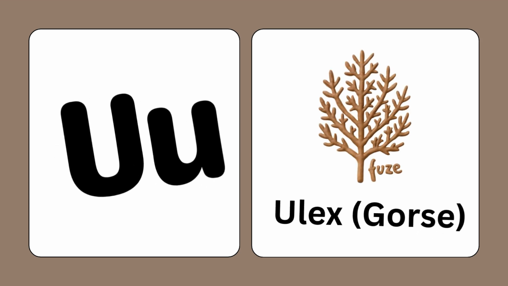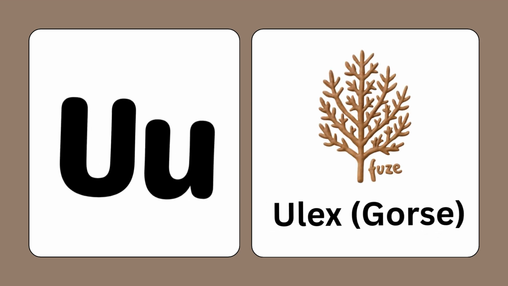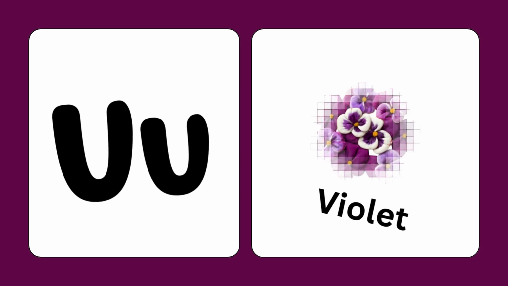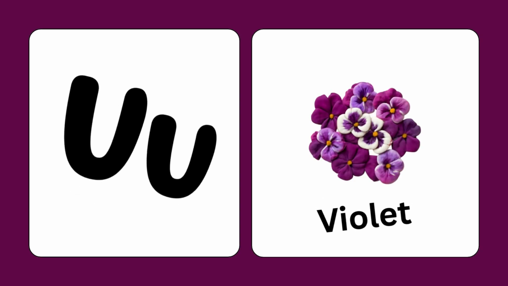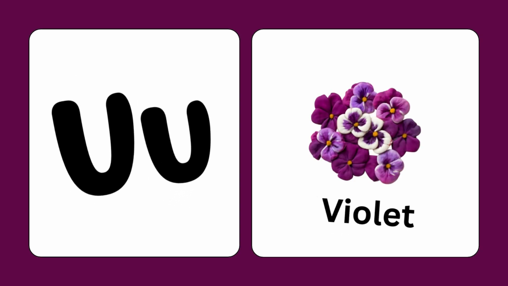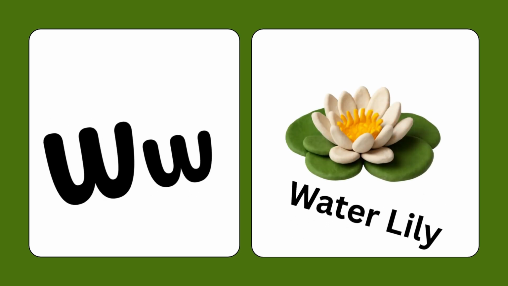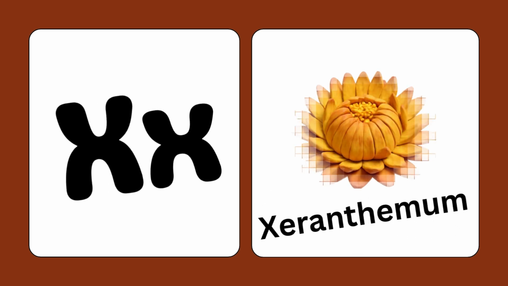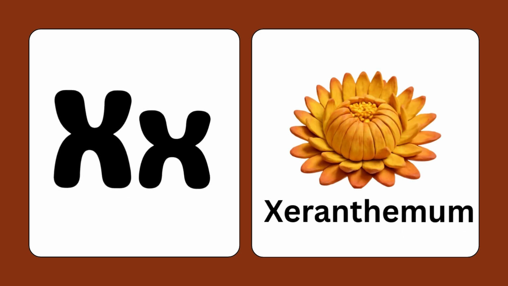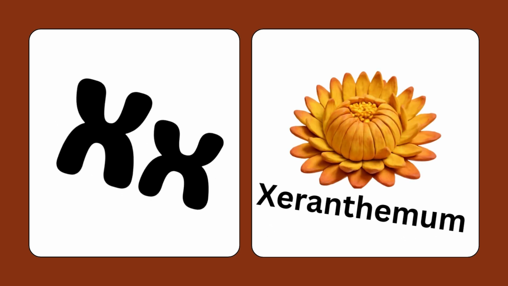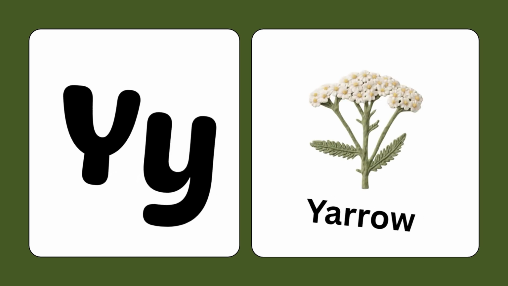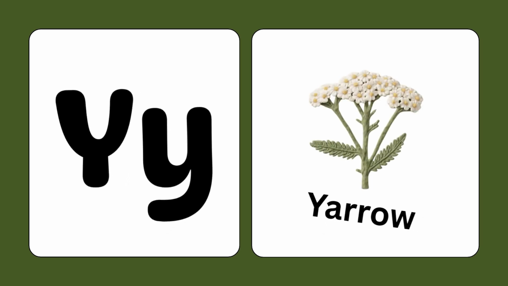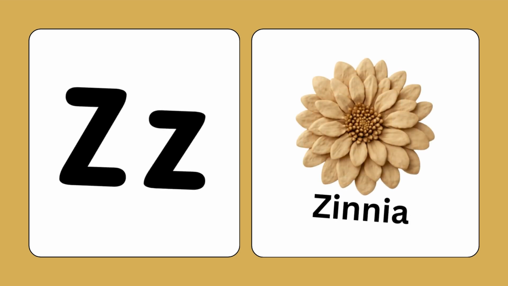U is for ilex, gorse. V is for violet. W is for water lily. X is for xeranthemum. Y is for yarrow. Z is for zinnia.